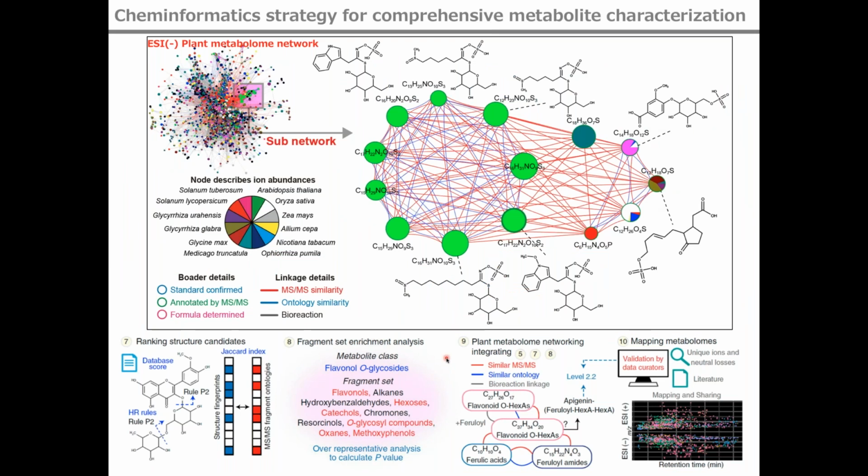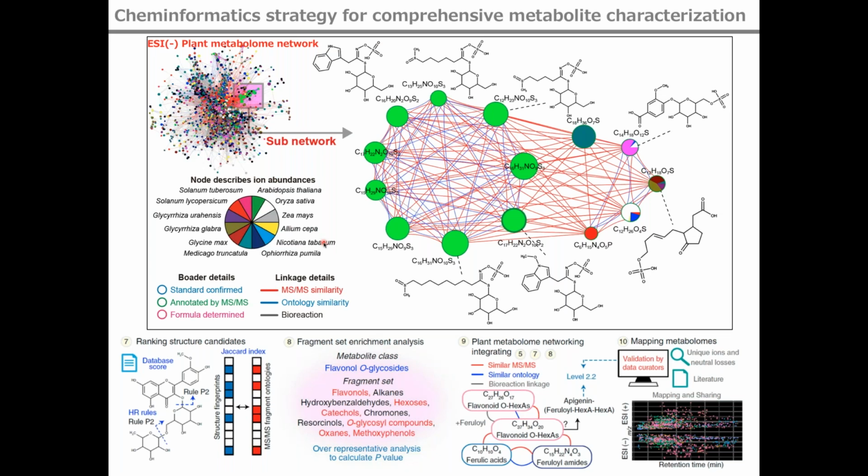And this slide explains how our plant metabolome network was used for metabolite annotations. Each node describes one detected metabolite ion, and the node color describes the plant origin of the detected peaks. For example, these metabolites were colored green because they were only detected in Arabidopsis, and the nodes are connected if the MS-MS spectrum was similar between 2 metabolite ions, and the nodes were also connected if the metabolite ontology names are similar.